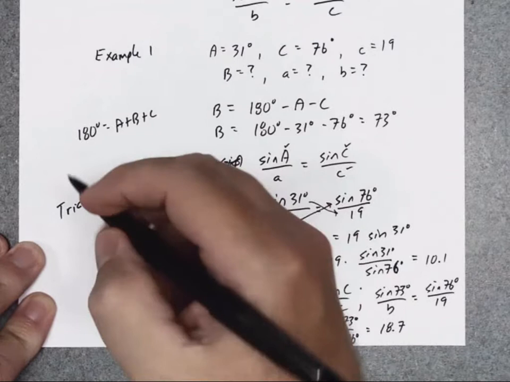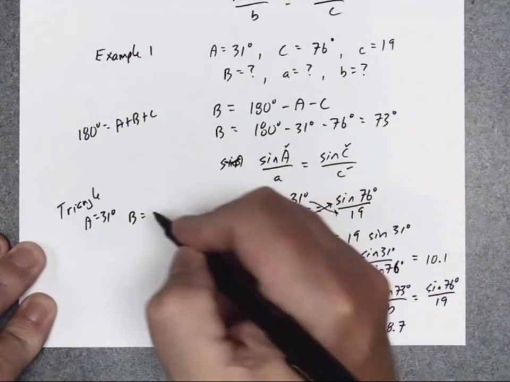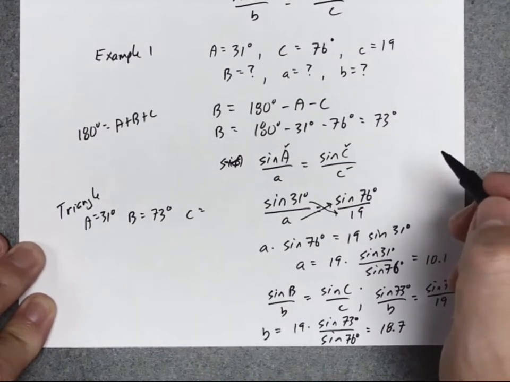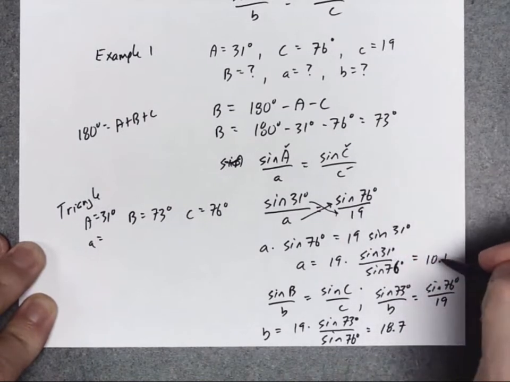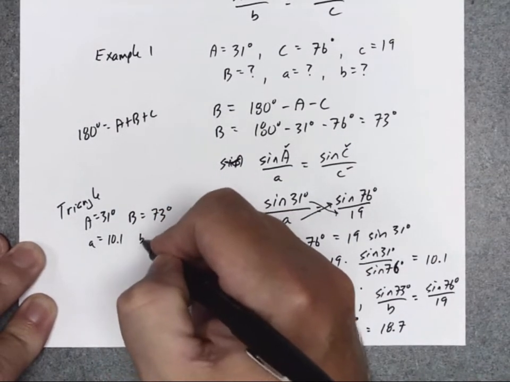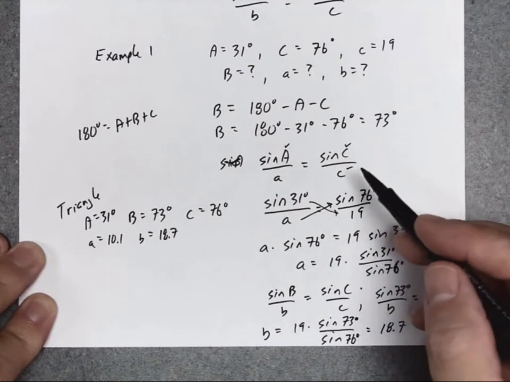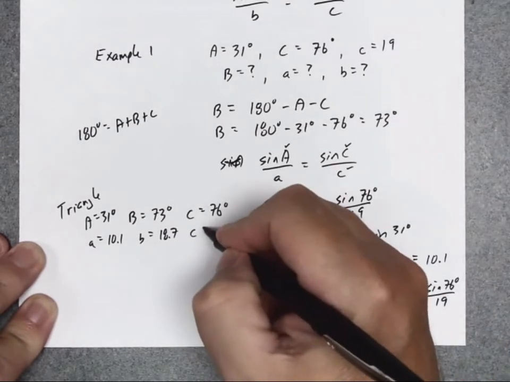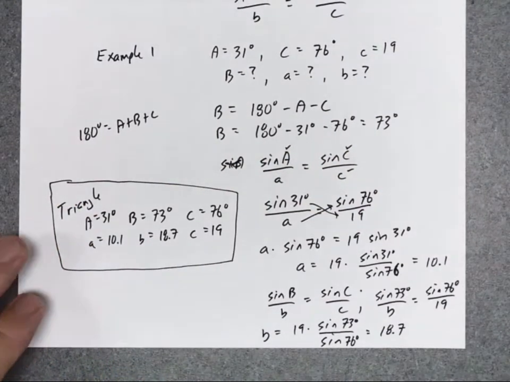for this triangle, I can say angle A is 31 degrees, angle B is 73 degrees, angle C, 76 degrees. Side A is a length of 10.1. Side B, which I'm a little worried about, but I'll take a look at this later and make sure I didn't mess up. And then side C is going to be, where did I do side C? Oh, I was given side C initially as 19. So there's our triangle.